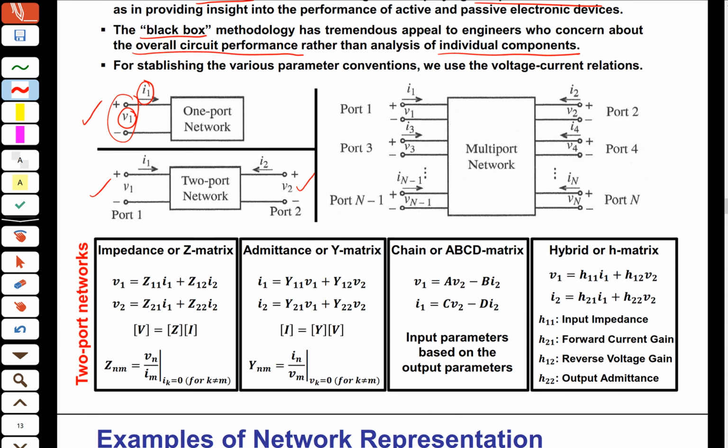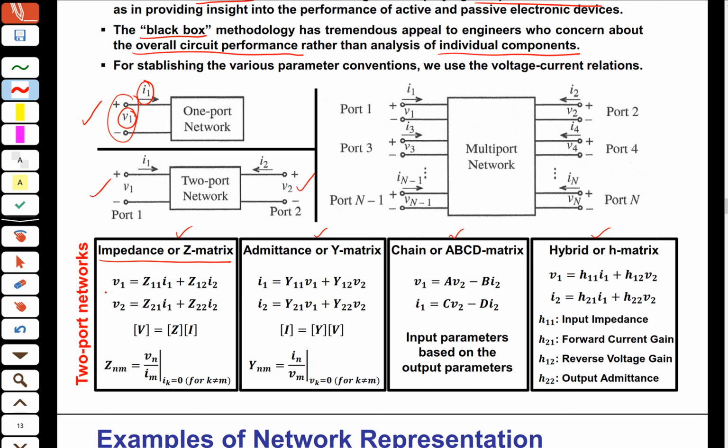So, we say that a port of a network has two variables, I and V, and we characterize the specification of this network based on these two parameters. We have four different types of parameters. We can say that a network can be characterized based on the Z parameters, or Z matrix. And this Z matrix comes from here.